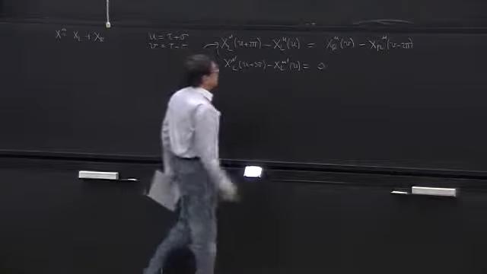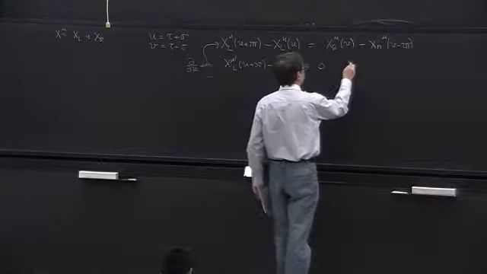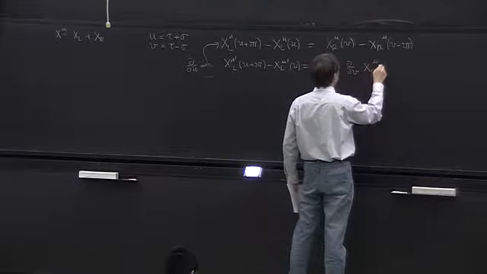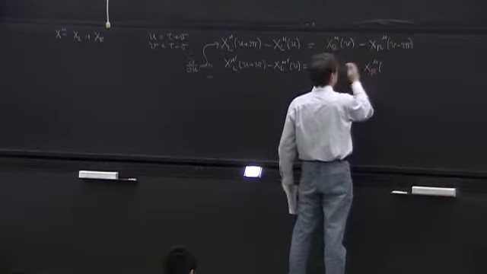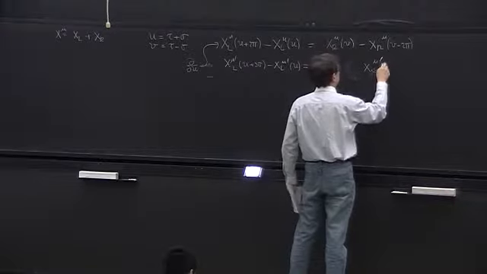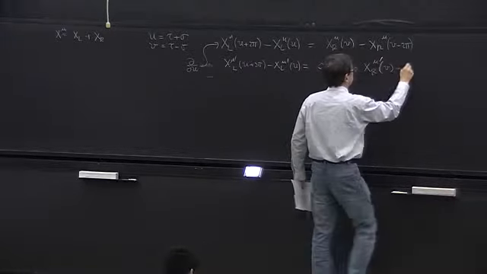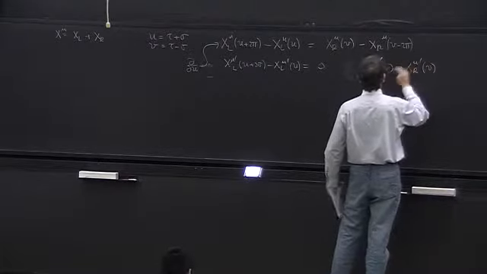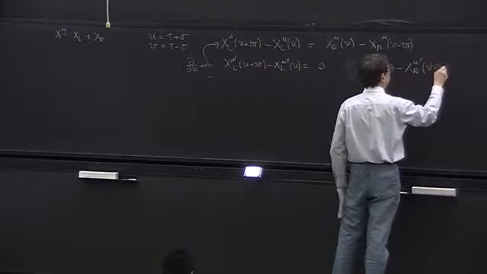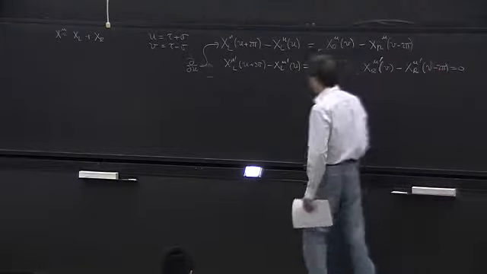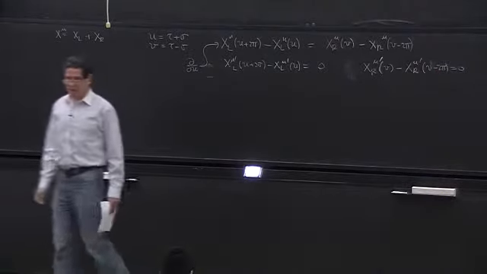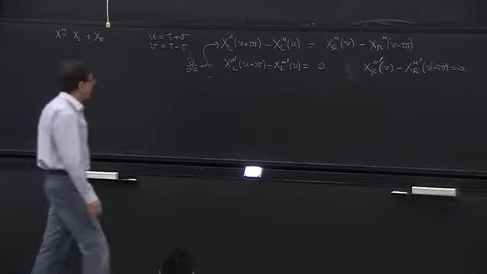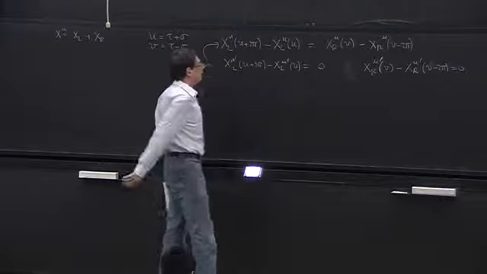And similarly, you can take a v derivative, a d/dv, and you get that x right mu prime of v minus x right mu prime of v minus 2 pi is equal to 0. So the x primes are periodic. The x's need not be periodic, but the x primes are periodic.